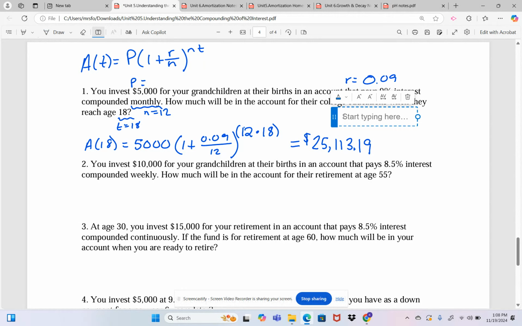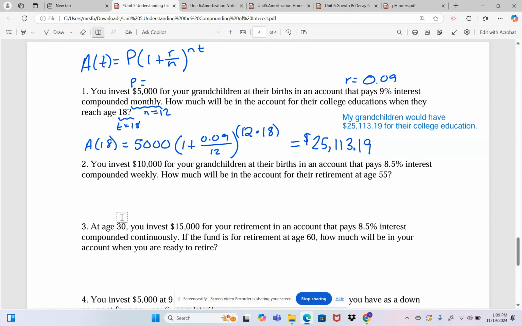So the statement could be: my grandchildren would have $25,113.19 for their college education. Okay?